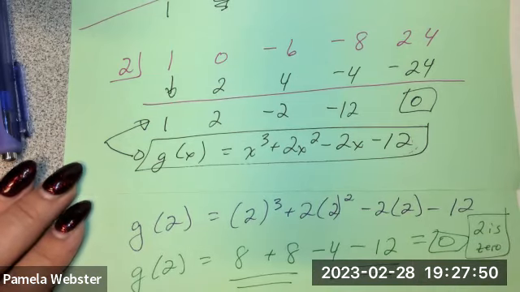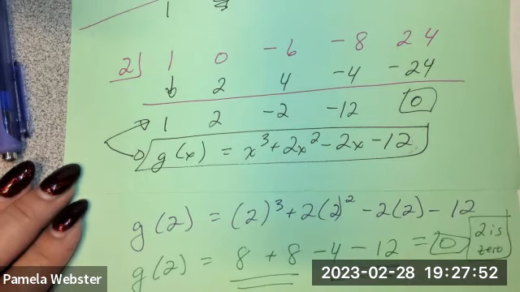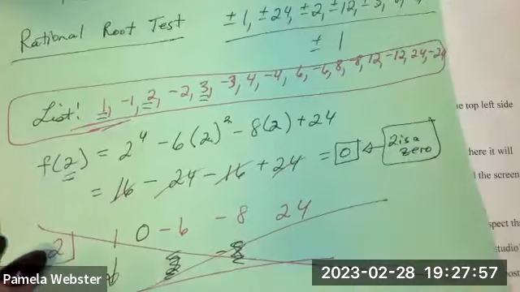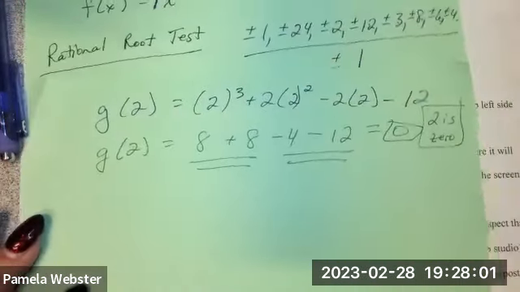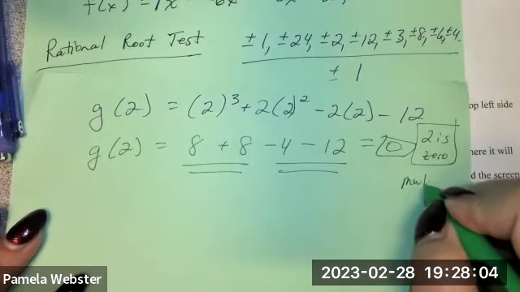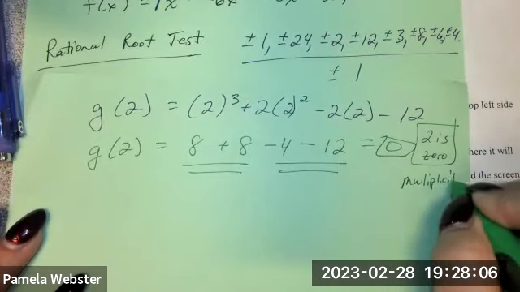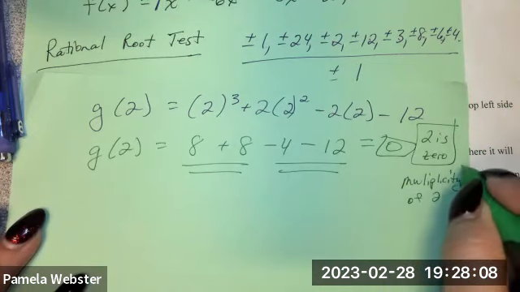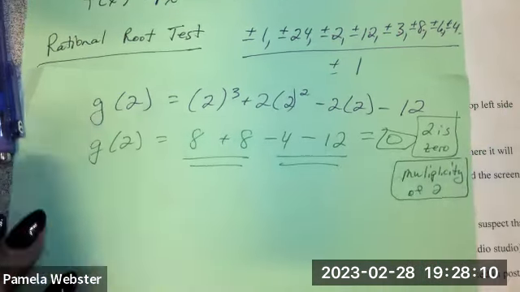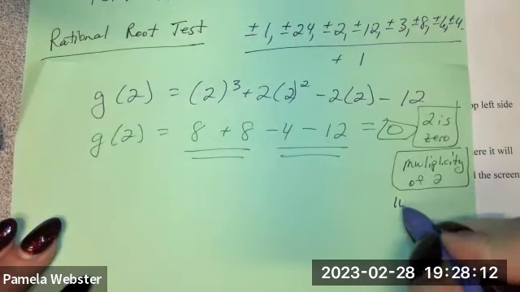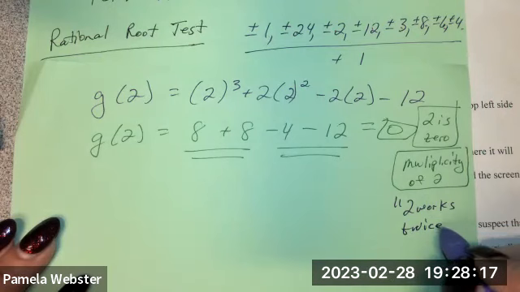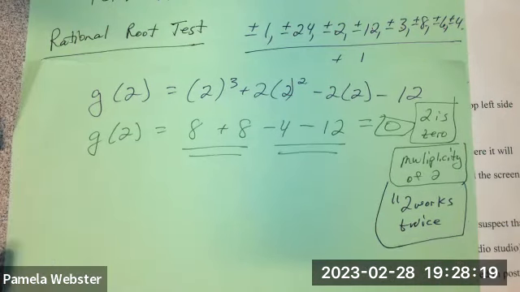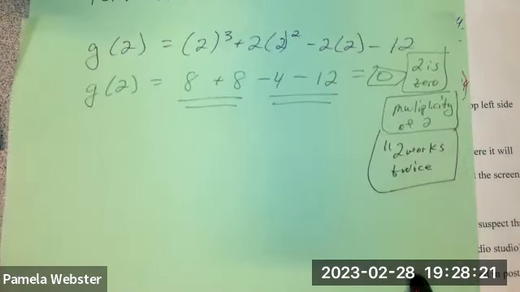Okay. So if we talk about how many times 2 is a 0, it's a 0 at least twice, right? So once here it worked, and once here it worked. So it has multiplicity of 2 is what we call that. Or you could just say 2 works twice. That's the way I think about that. Okay. So I've got that.